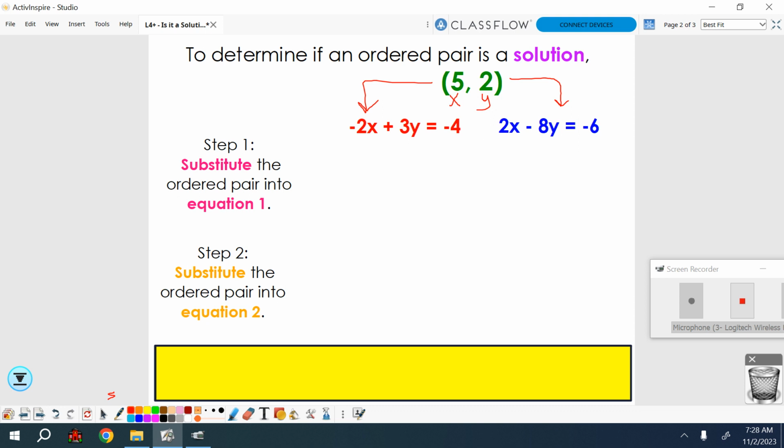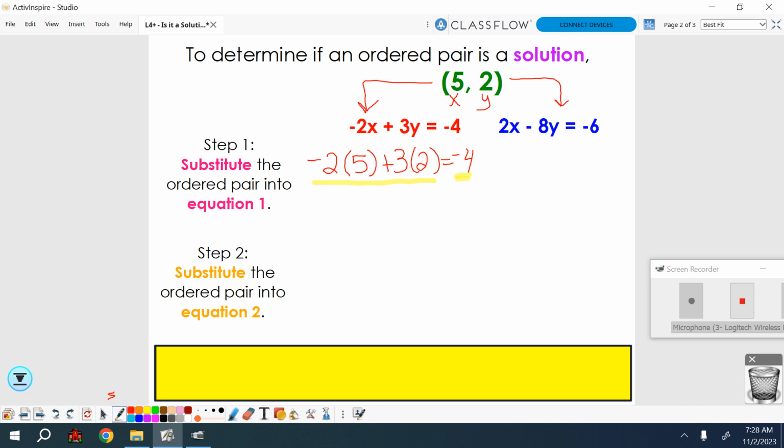So what I'm going to do is take this ordered pair, 5, 2. My x value is 5, my y value is 2, and I'm going to plug it into this first equation. So instead of x, I'm going to plug in a 5. Instead of y, I'm going to plug in a 2. And what I want to see is when I solve this part of my equation, does it actually equal -4?